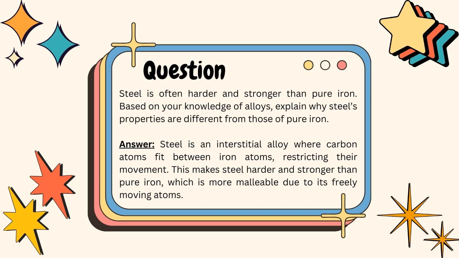The answer is that steel is an interstitial alloy where carbon atoms fit between iron atoms, restricting their movement. This makes steel harder and stronger than pure iron, which is more malleable due to its freely moving atoms.